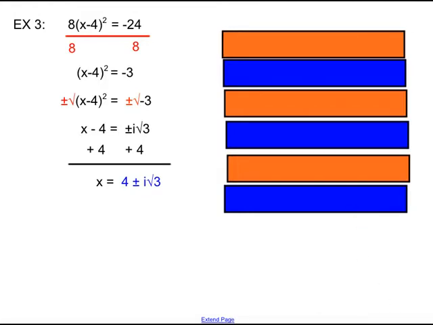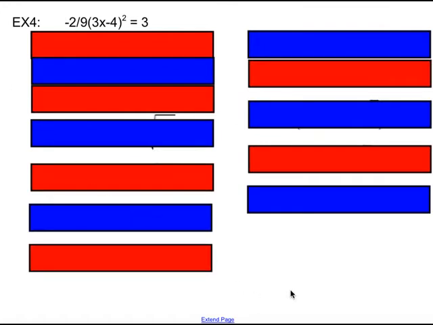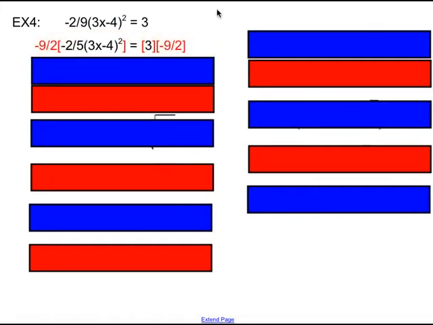Let's try one more of this type. Now this one has many steps, and it's by far the hardest one you'll have to conquer. It says negative 2/9 times the quantity 3x minus 4 quantity squared equals 3. Step 1, we got to get rid of the negative 2/9, so we divide both sides by negative 2/9. To divide both sides by negative 2/9, we multiply both sides by negative 9/2, the reciprocal. Now when I do that, I end up with something like this. Now there is a little typo. This should be a 9 here, not a 5.